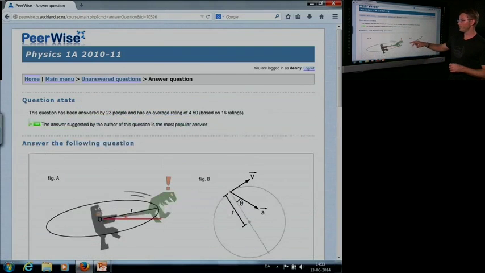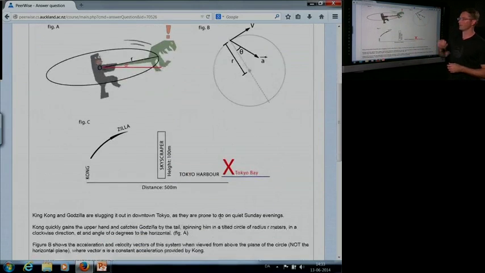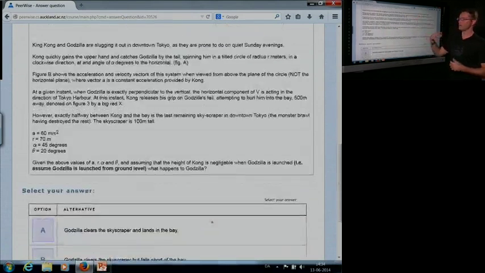So you can see this is a question that was authored by a student, and a lot of creativity has come through. So here the student is describing a battle between King Kong and Godzilla, but all of the important physical concepts are being assessed. So the idea is, given a particular radius of circular motion and a particular velocity and acceleration vector, will King Kong be able to throw Godzilla over the building and into the Tokyo harbour? So all of the information about the question is shown here. This is written in the student's own words.